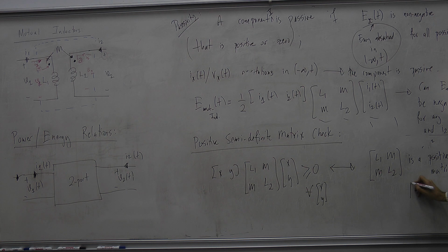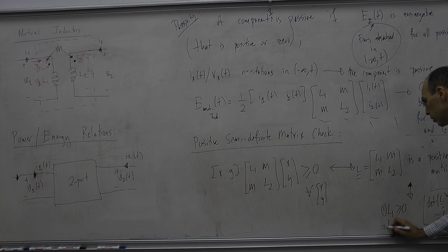So the positive semi-definiteness check is, in this case, L1 should be greater than or equal to 0, L2 should be greater than or equal to 0, and the determinant of this matrix, let me call this L matrix, determinant of L should be greater than or equal to 0. Okay, so this condition should be satisfied. Determinant of L, let me write it over here, L1 L2 minus M square should be greater or equal to 0. Now we have condition number 1, condition number 2, condition number 3. So we have these 3 conditions.